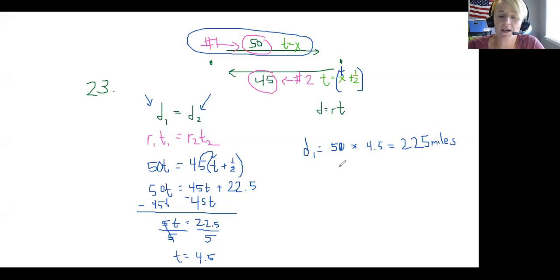And I could do it into the other one, but it would just take longer. I would have to multiply that half of an hour back in. All I'm really looking for is just the distance anyway. So it's 225 miles as my distance. So this is how I set my problem up. I'm trying to walk you through what I do so you can sort of hear my logic.